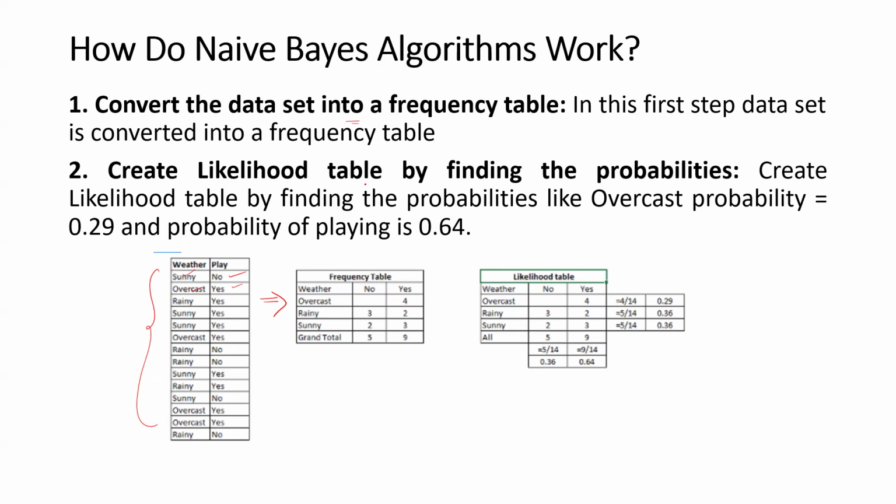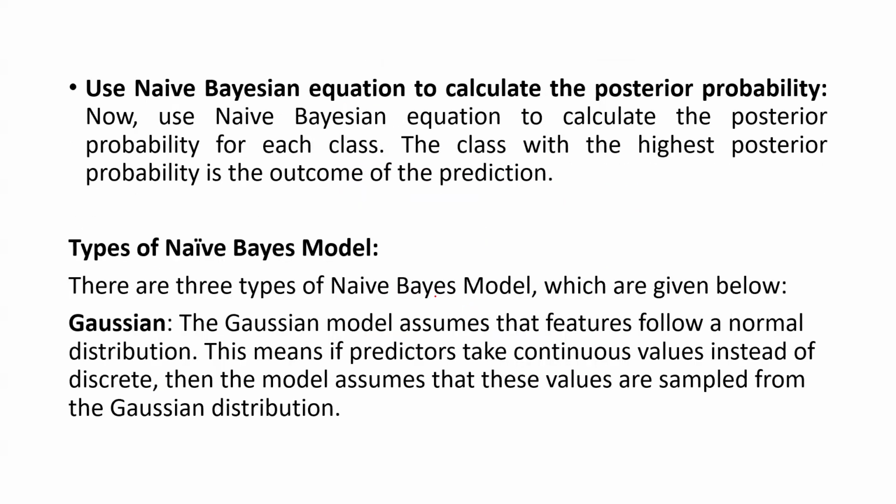Then the second step is to create a likelihood table by finding the probabilities. Here we have written the probability of overcast, the probability of rain, and the probability of playing yes and playing no. So how are we going to find this? We'll discuss that. This is the next step: we create the likelihood table by finding the probabilities. And now we have to use the Naive Bayes equation to calculate the posterior probability.